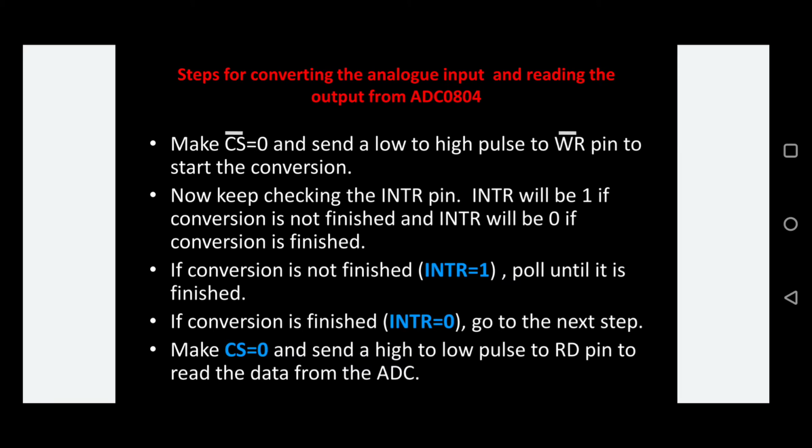The final step is again to make CS equal to 0 and send a high to low pulse. This time we send a high to low pulse to the read signal. That pulse lets the microprocessor read the data from the ADC, the analog to digital converter. So these are the steps for converting to the digital output.